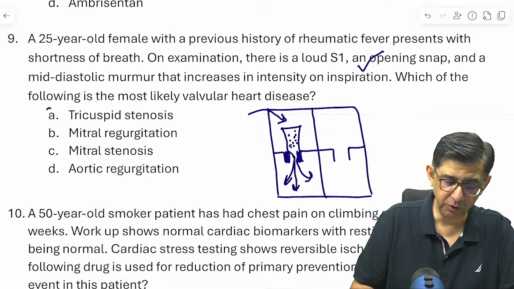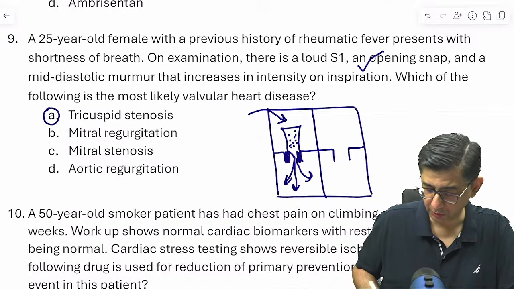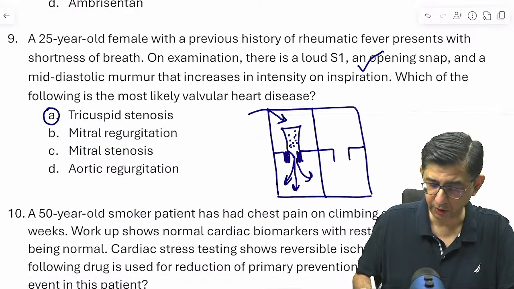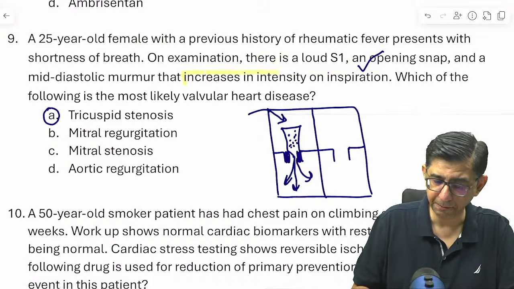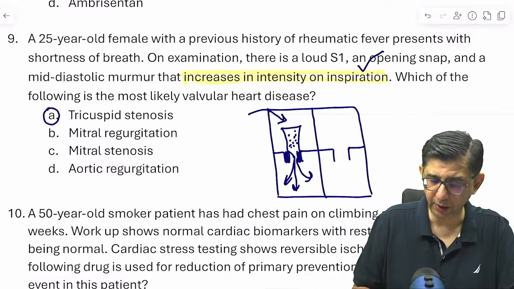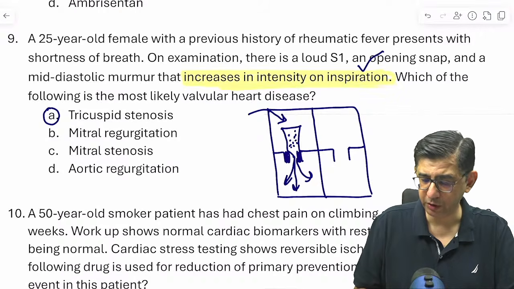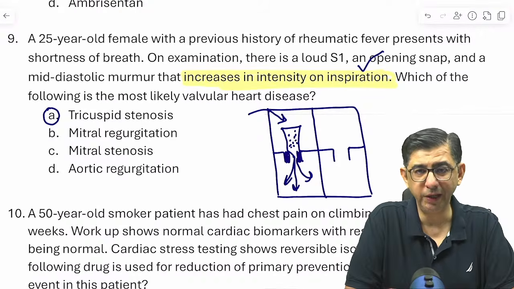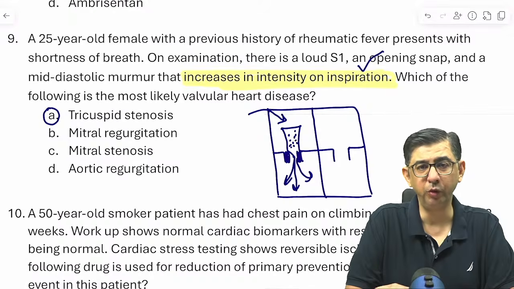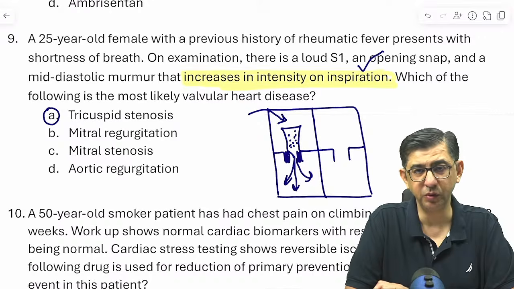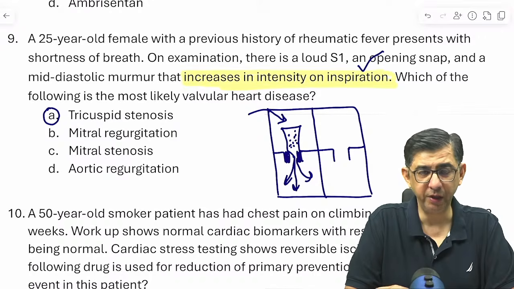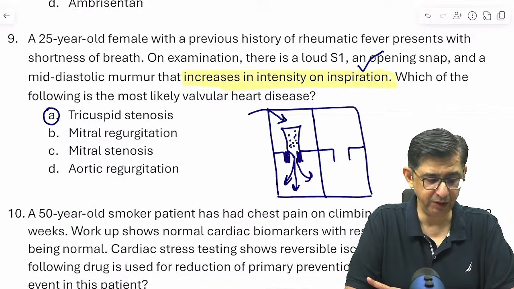If this word was not in the question... in INI-CET this is what happens: do not assume that if something is written, the answer will be this. You have to always look at the pointers which are given. Question number 9 is not discussed to discourage you. Question number 9 is discussed only to encourage you to read the question more appropriately and not assume answers. It said mid-diastolic murmur that increases in intensity on inspiration.